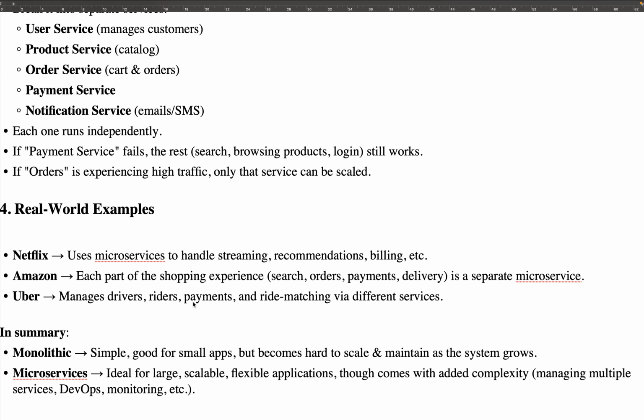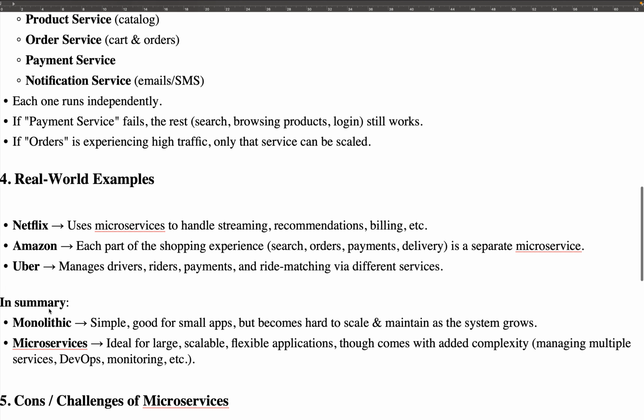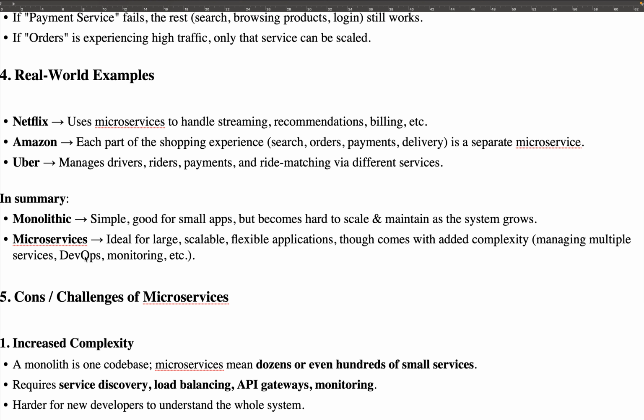And real world examples, as I told you: Netflix, Amazon, Uber. Applications which have frequent changes and are complex all use microservices architecture. In summary, monolithic is good for small apps. The interviewer can ask why we use monolithic: where the application is not very large or doesn't require frequent change, there we use monolithic architecture. But microservices we use for large, scalable, flexible applications, though they come with added complexity.